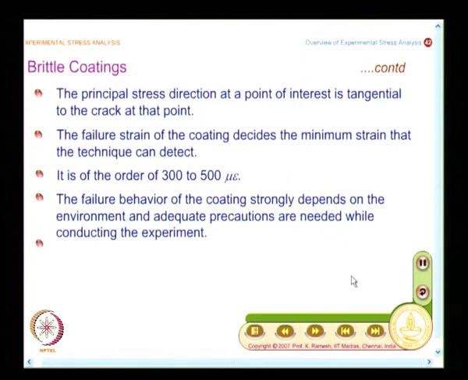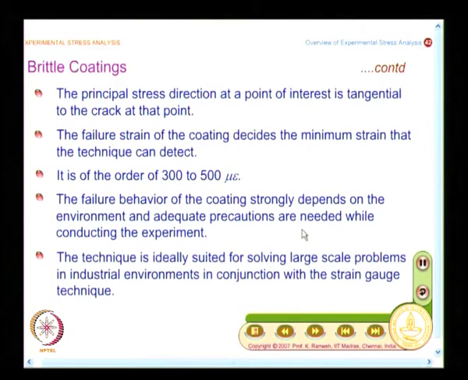Now we move on to the technique being suitable for solving large scale problems, which I have said, and it is to be used in conjunction with strain gauges, and that is the way the technique has an edge when we want to use it in real practice.